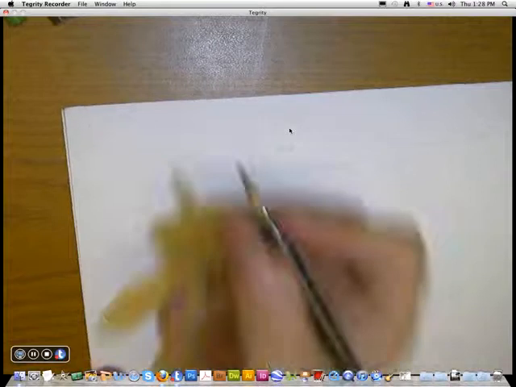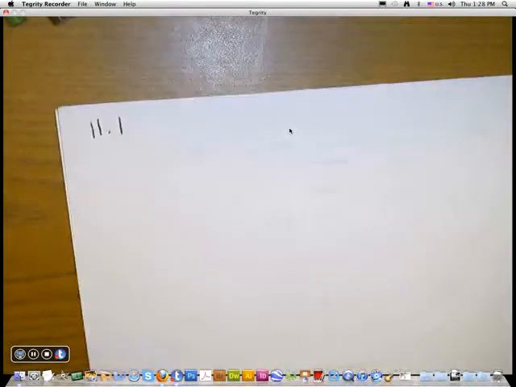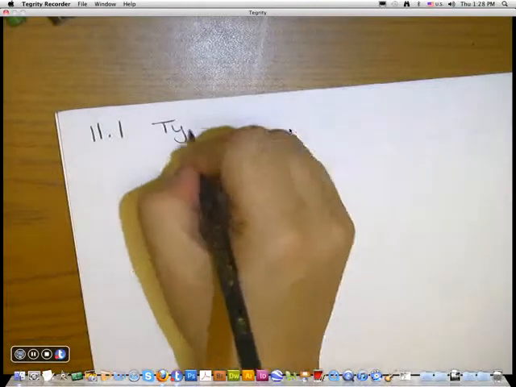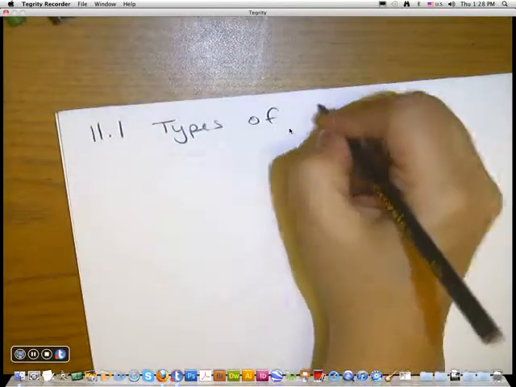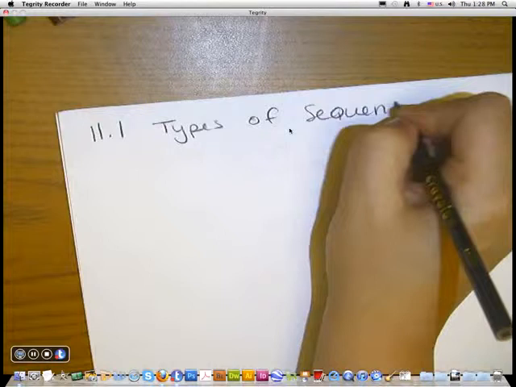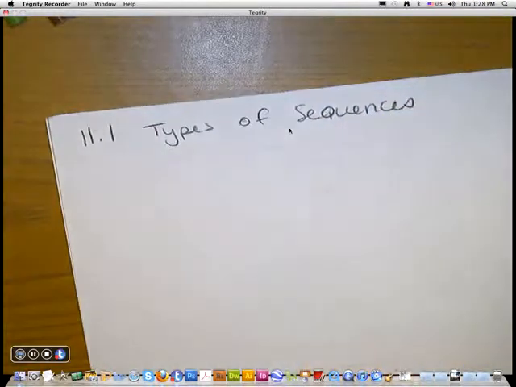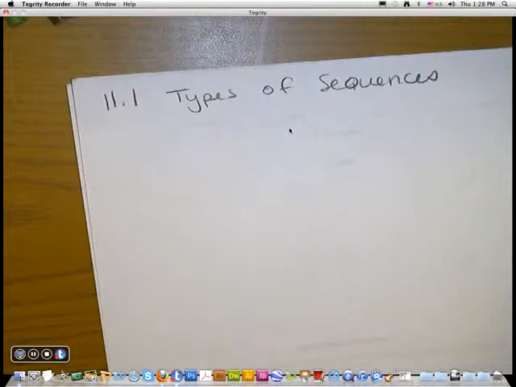All right, 11.1. 11.1 talks about the types of sequences. And then this is a very short chapter. We only have 11.1, 2, and 3. There are formulas that you're going to have to know and memorize, but by the end of the week, we'll be taking a little quest on it. Bigger than a quiz, smaller than a test.